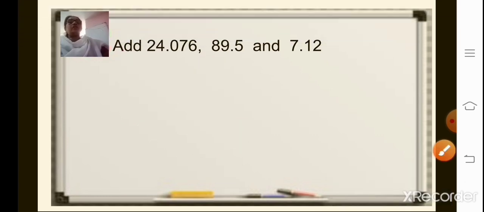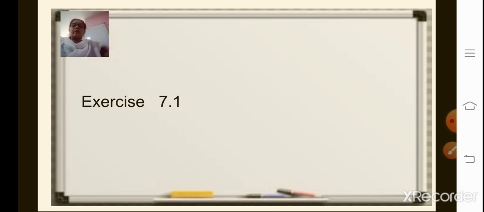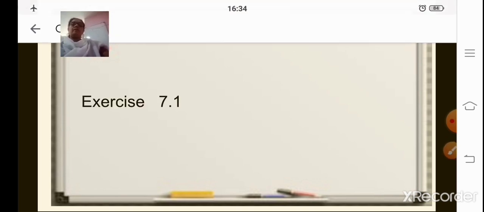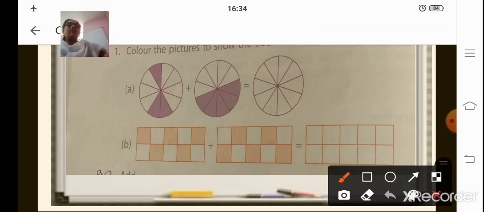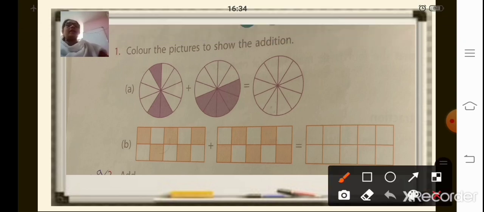So coming to the exercise part, we'll start with our exercise 7.1. The first one you can do in the textbook itself. Color the pictures to show the addition. Now in the first circle 3 parts are colored and in the second circle 5 parts are colored. So you will take it as 0.3 plus 0.5. So you can add the total parts colored and you can just color it.